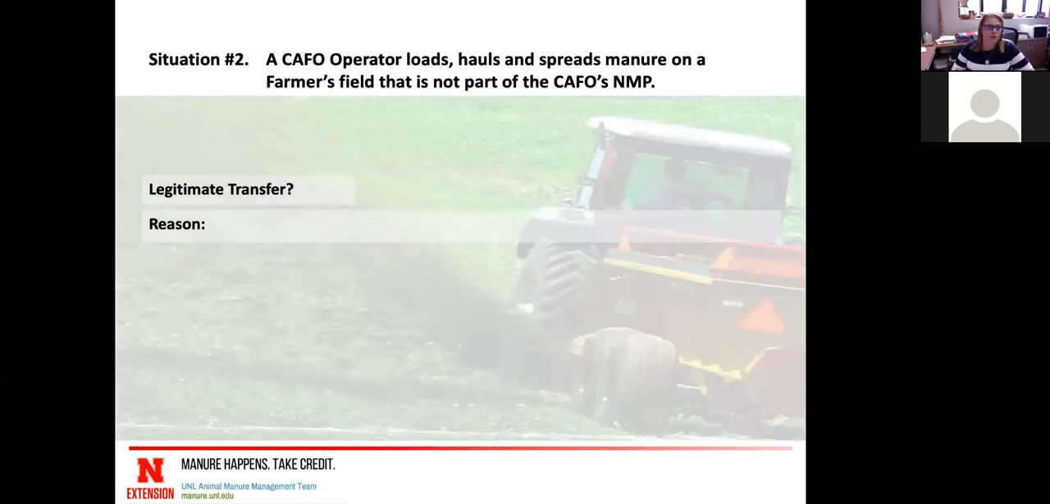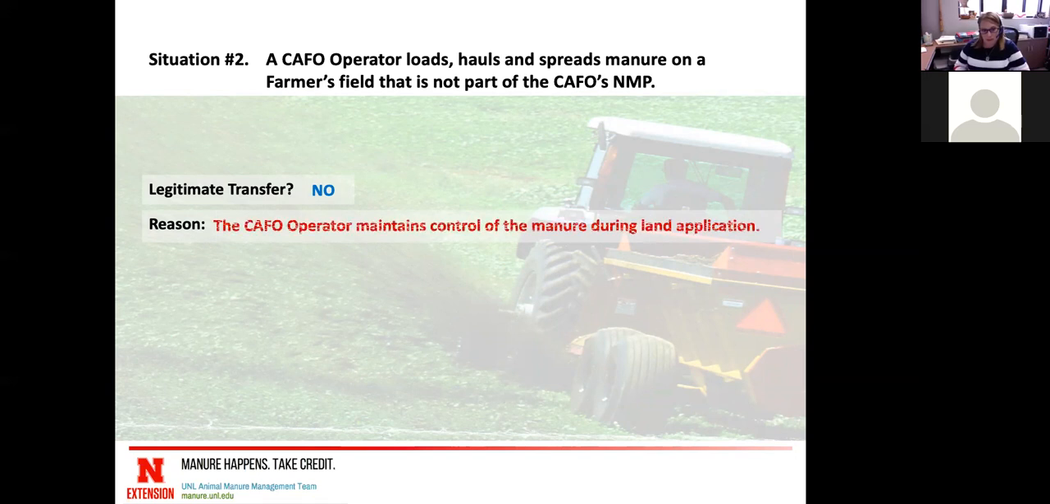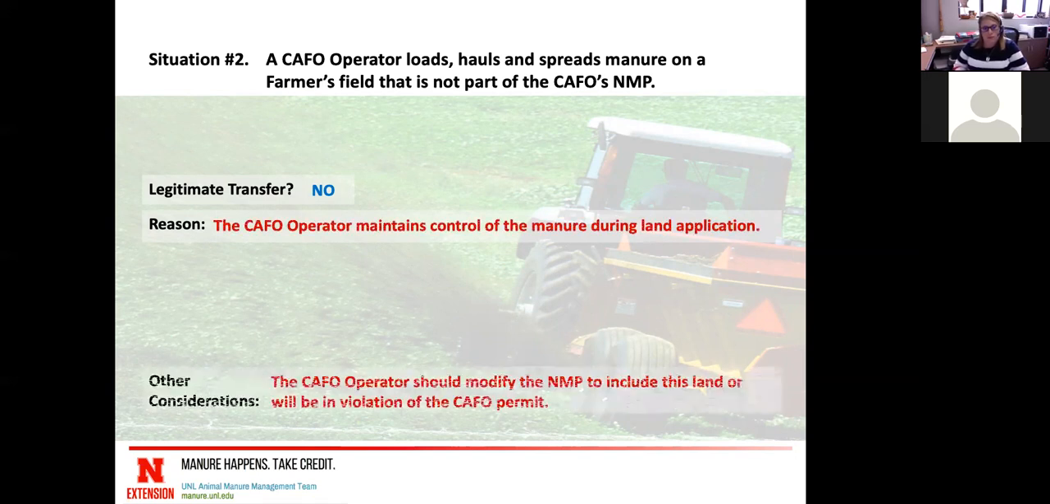In our second situation, a CAFO operator loads, hauls, and spreads manure on a farmer's field that is not part of the CAFO's nutrient management plan. So this is not a transfer. The CAFO operator is still controlling where and when and how that manure is applied. But what we need to keep in mind is that all of the land that CAFO operator applies manure to needs to be part of their nutrient management plan. So they'll need to do a modification of their plan to include that land so that they're not in violation of their CAFO permit.